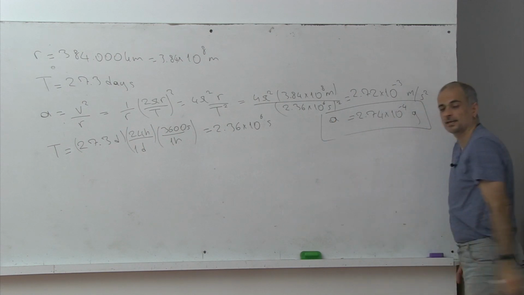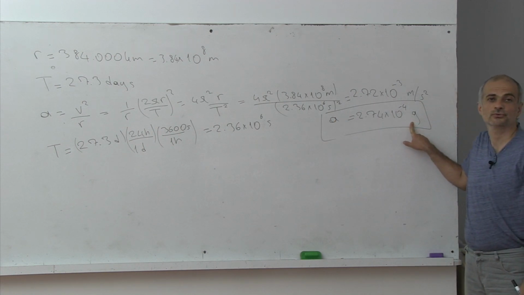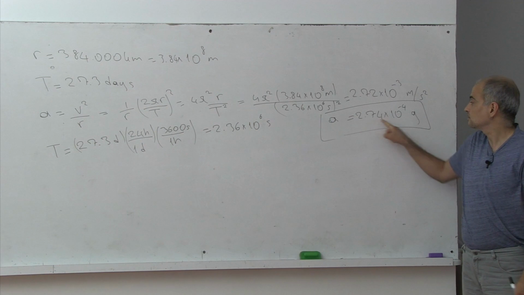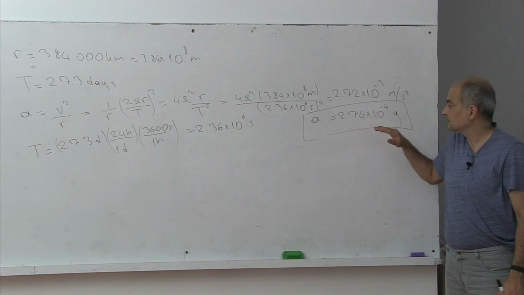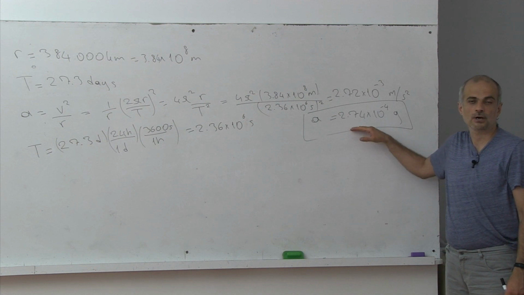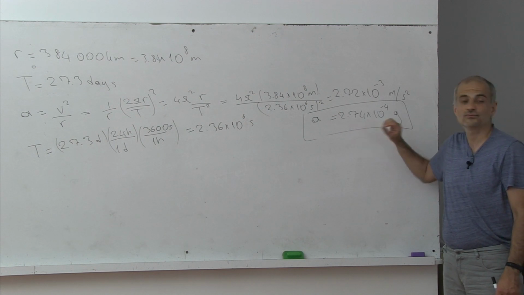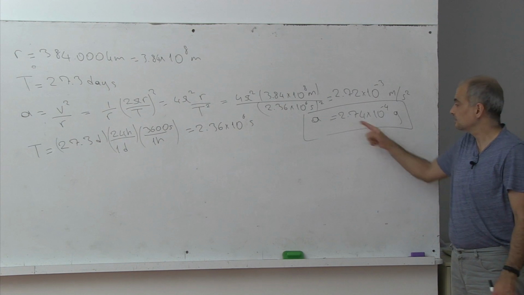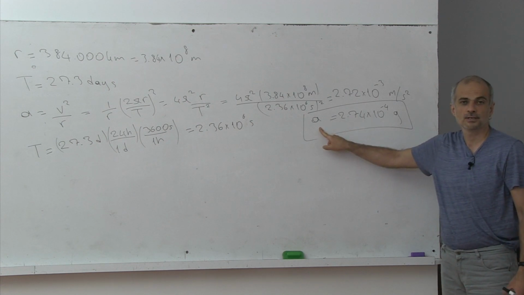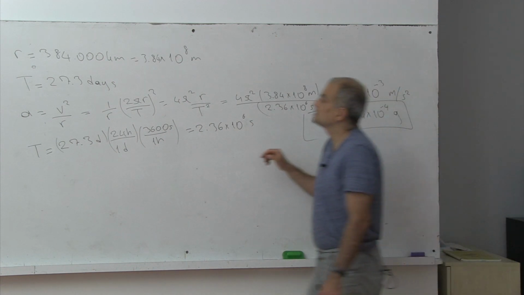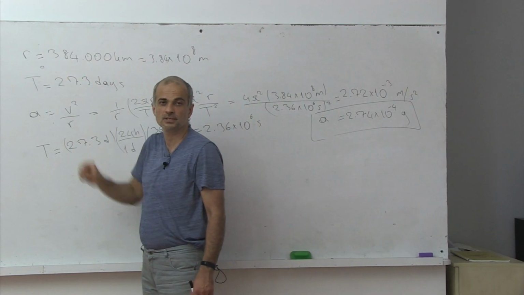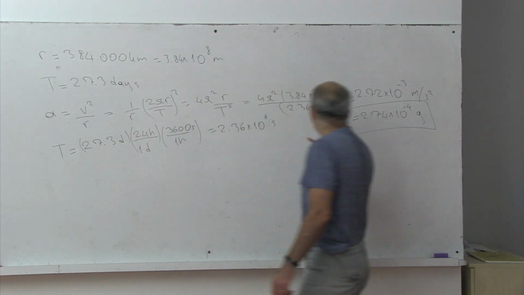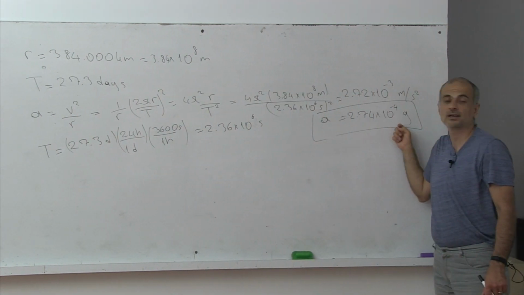So compared to the acceleration of the objects close to the surface of the Earth, the acceleration of the Moon is much smaller. Note that this is not the acceleration of an object that is released from the surface of the Moon. This is the acceleration of an object that is released at a distance of 384,000 kilometers from the center of the Earth, and in that case, it will accelerate by this acceleration.